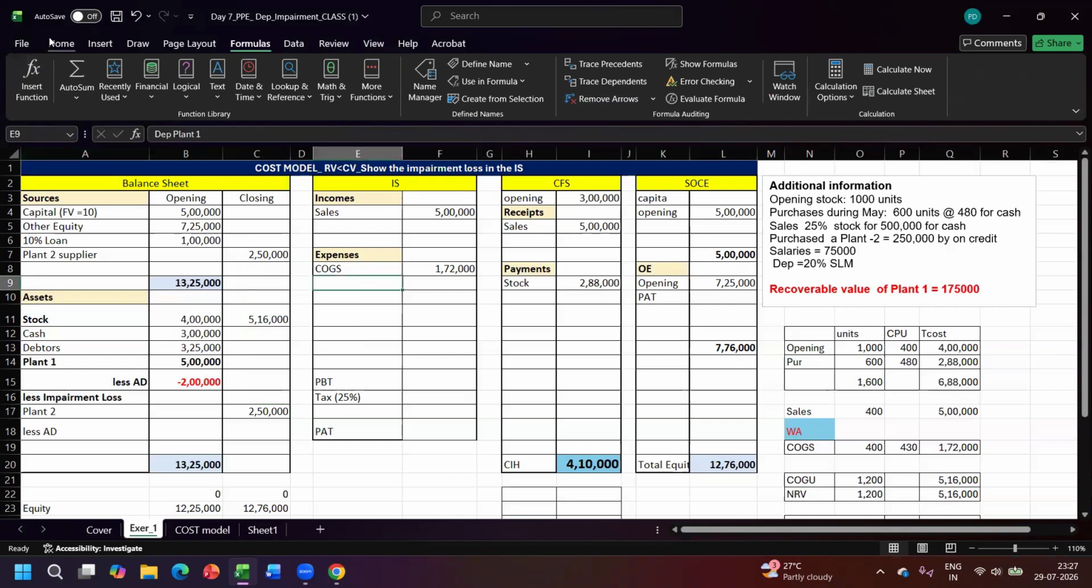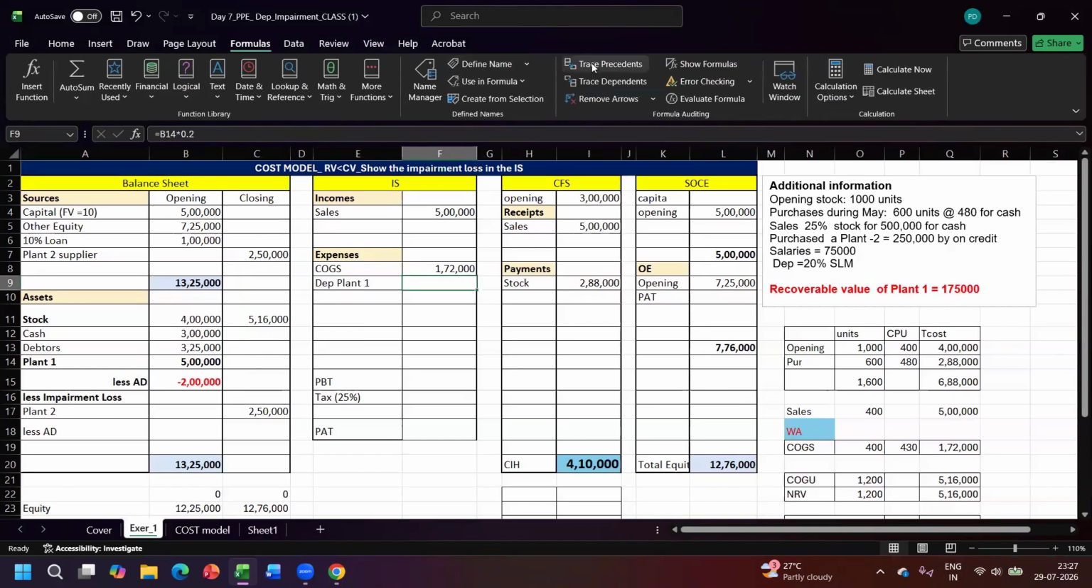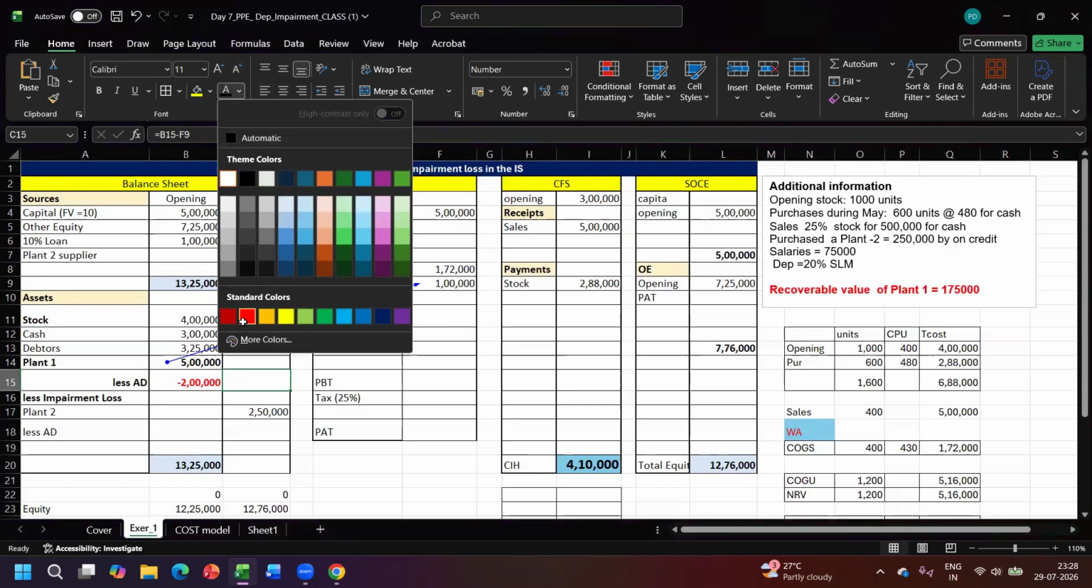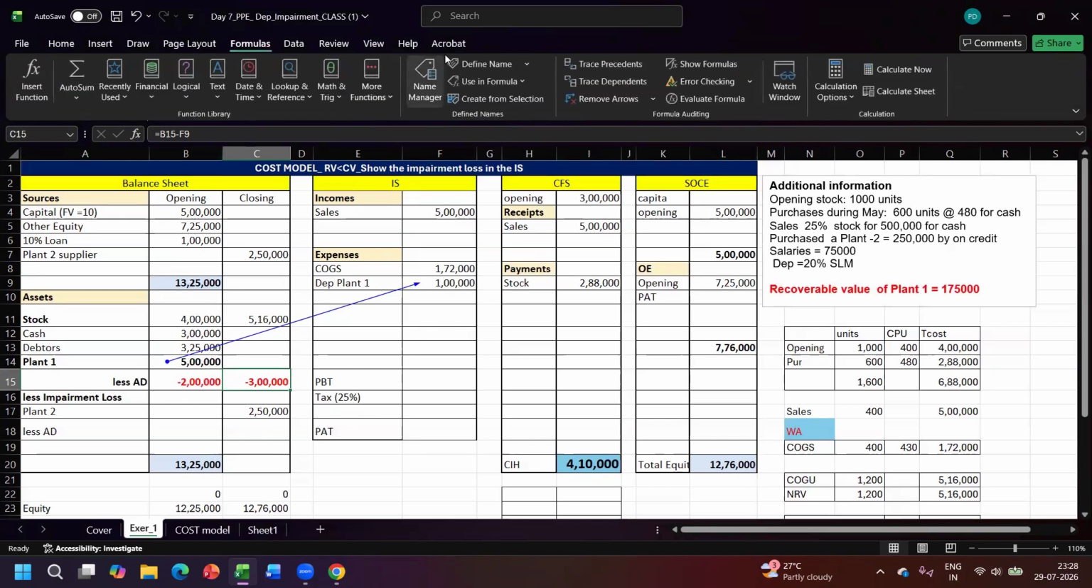So depreciation on plant 1 is 20% of the original cost, where the company follows SLM. The depreciation in year 1, that in this year, depreciation for the period is 100,000. But depreciation up to the period, which is accumulated depreciation, is 300,000.